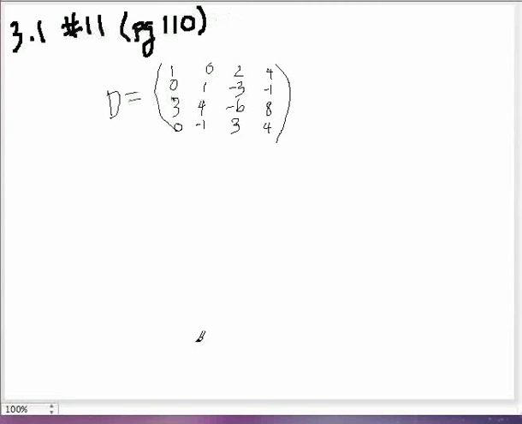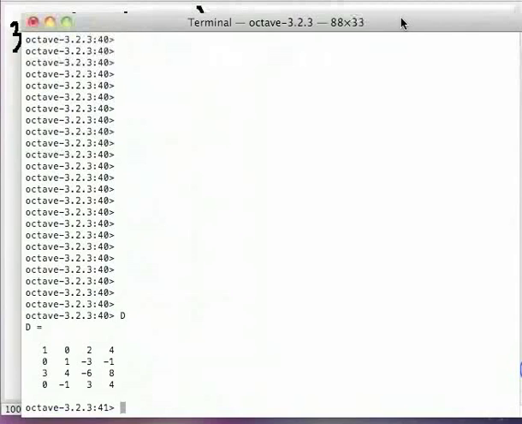Okay, so now I want to look at problem 11 in section 3.1. That's on page 110. So I've got a matrix D, and I just want to look at finding the span of its kernel and image space. We've done that several times now. So here I've defined D in Octave, the same matrix.